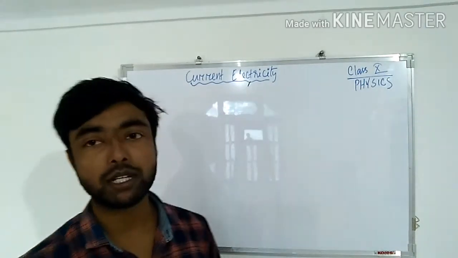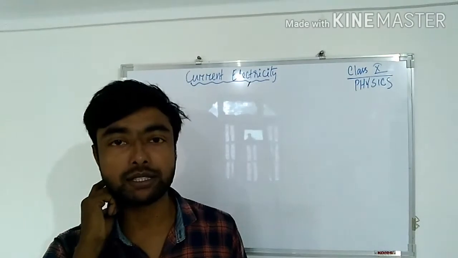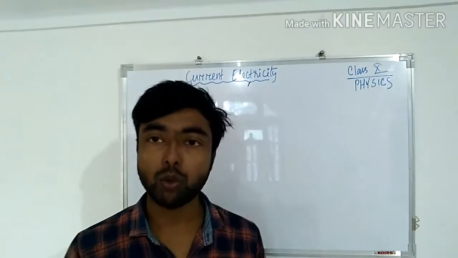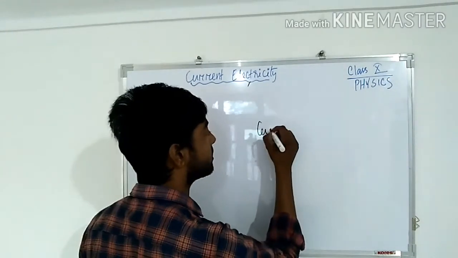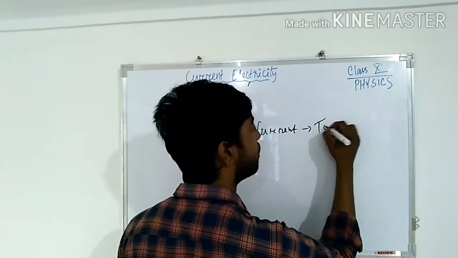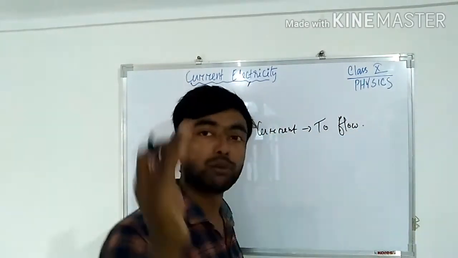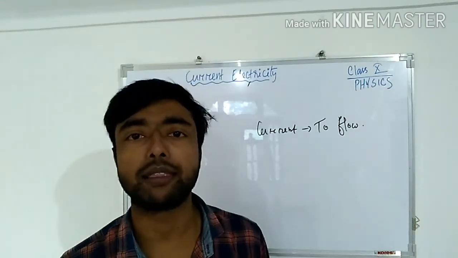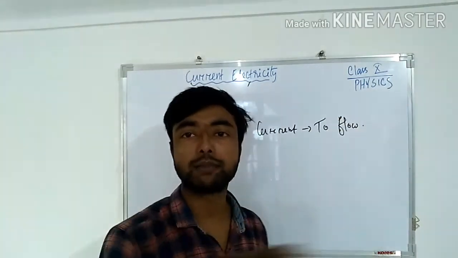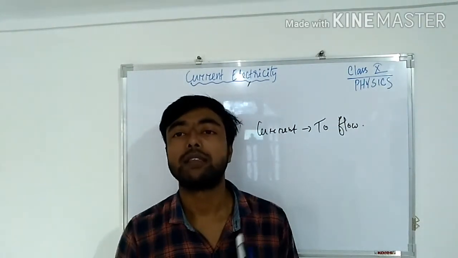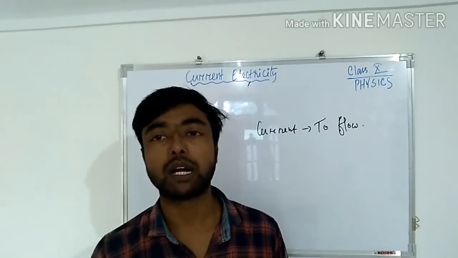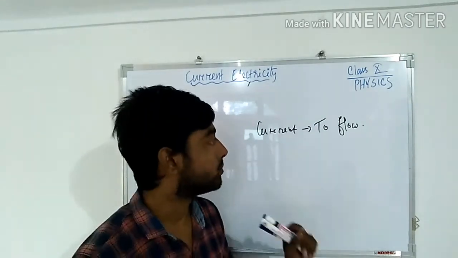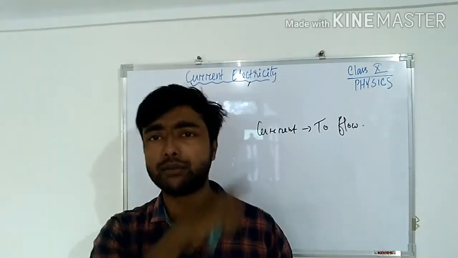Here in this chapter, the name of the chapter suggests what? Current electricity, and current is a word which has a definite meaning. Do you know what is the meaning of current? Current means to flow. Sometimes we say the current of the river is too high. That means the flowing of water is too high, the speed of water is too high in that river. So the meaning of the word current is to flow. Understood?